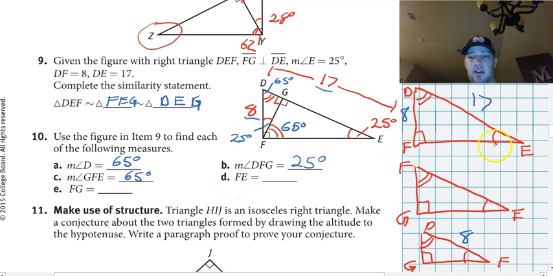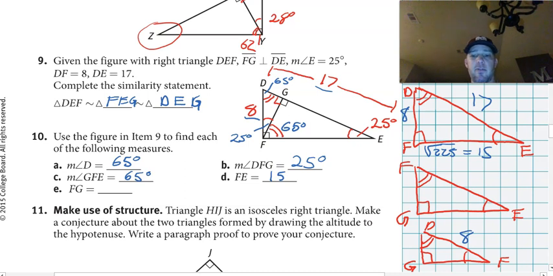So FE, how can I solve that one? Looks like just Pythagorean theorem I can use on that one. All right, so we're solving for a leg, not the hypotenuse, so I'm going to subtract on this one. So 17 squared minus 8 squared. 17 squared is 289, minus 64 is square root of 225, which does equal 15. So FE is going to equal 15.